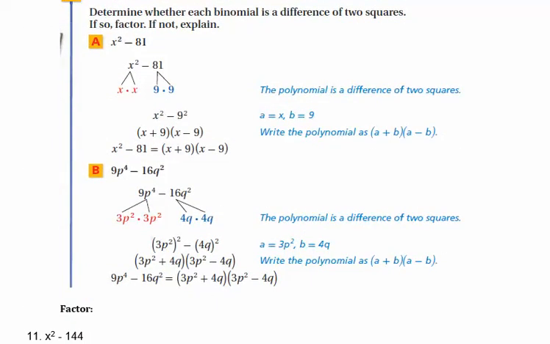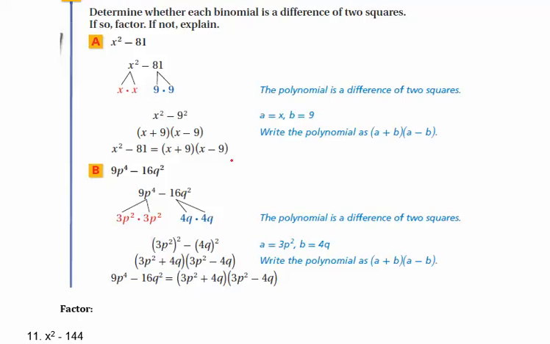There's two examples here. In the first one, there's no number in front of the x squared, so it's just x and x, and then 81 is a perfect square. So we have a perfect square minus a perfect square. So this is going to factor as x plus 9, x minus 9.